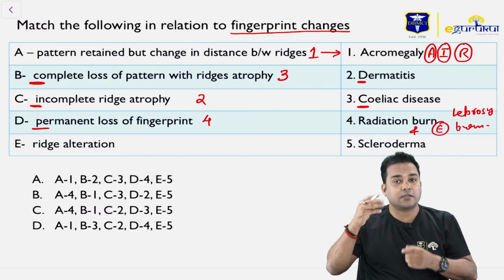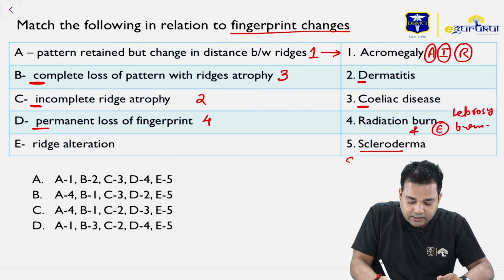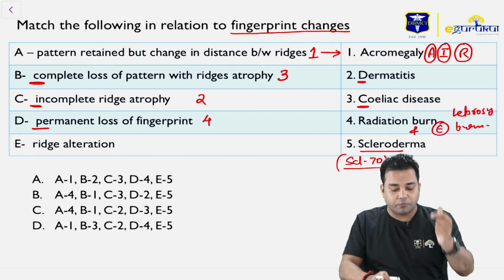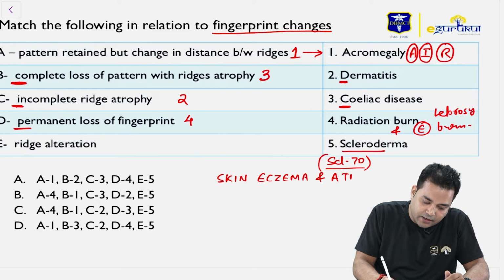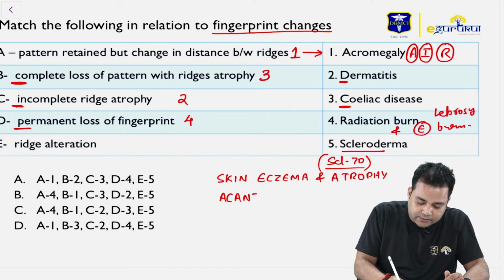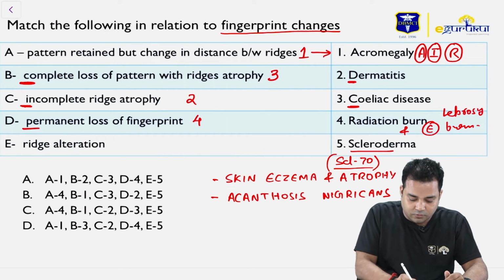Ridge alteration occurs in certain systemic diseases like scleroderma, where SCL70 autoantibody is formed. Along with scleroderma, what we should remember is skin eczema and atrophy. They can also lead to ridge alteration. Along with this, remember acanthosis nigricans. So here I can write number 5.